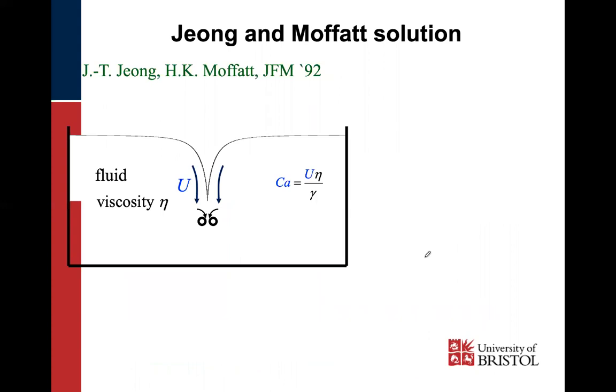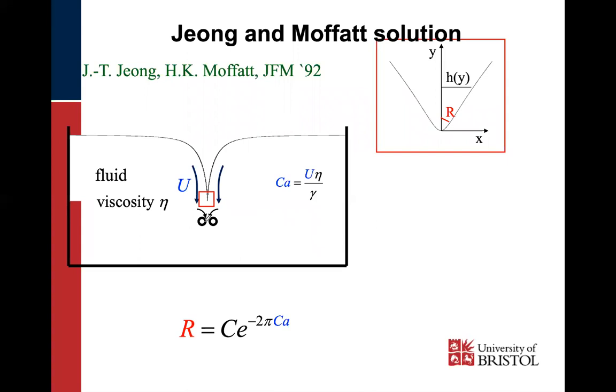So Jeong and Moffatt proceeded by setting up an exactly solvable two-dimensional problem, which consists of a fluid of infinite horizontal extent, driven by an ideal vortex dipole below the surface. And using complex methods, that is, using the two-dimensional structure, they were able to find an exact solution to this problem, which they then analyzed.